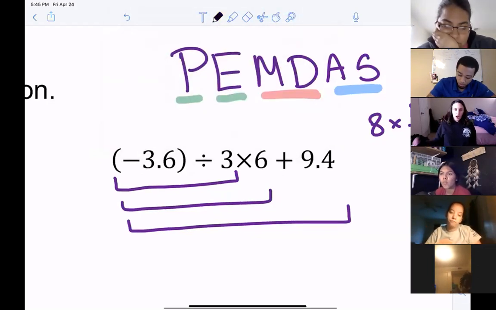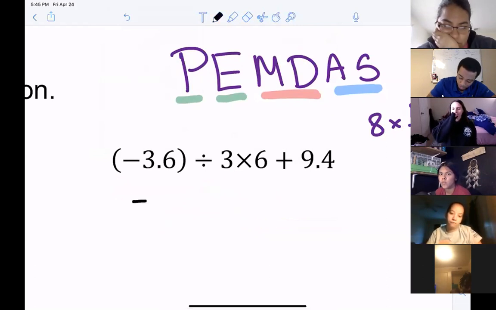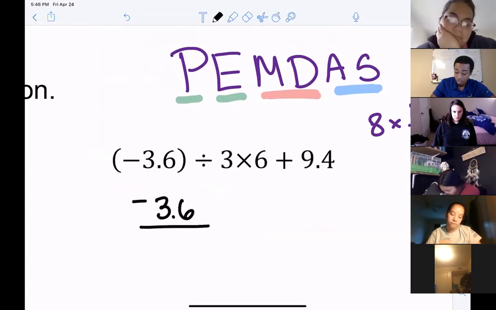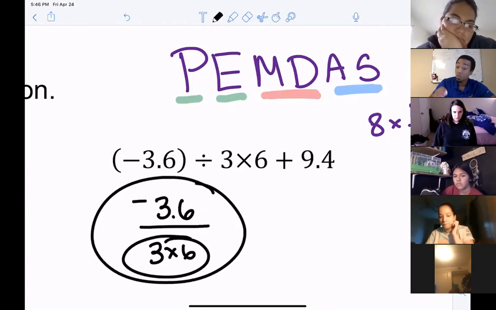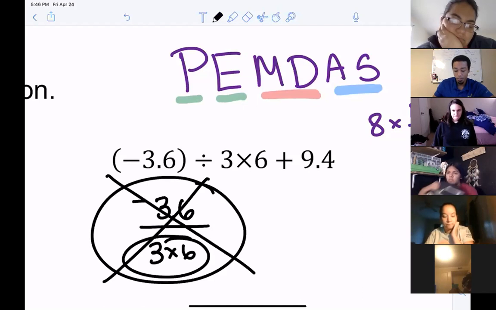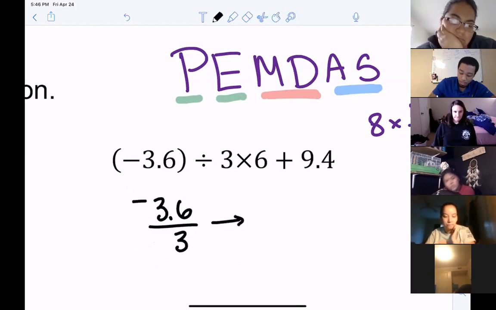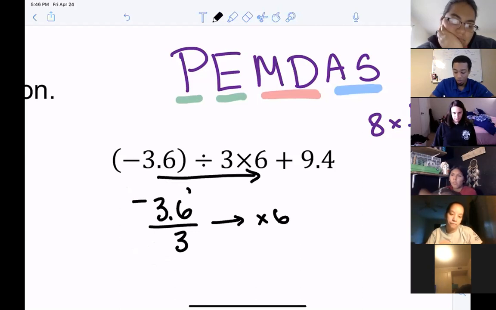This can mean 2 things. You can read this as negative 3.6 divided by 3 and then times 6, which is what it's supposed to look like. Some other people might think about it as negative 3.6 divided by 3 times 6, and then they end up doing the 3 times 6 first and then dividing, which is the wrong way to go about it. So reading left to right, you're completely doing the 3.6 dividing by 3, then times 6, because from left to right, that's how it's going. And that's how it'll look if you wrote it out.